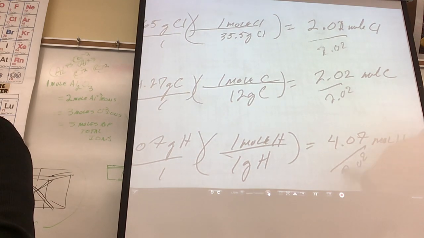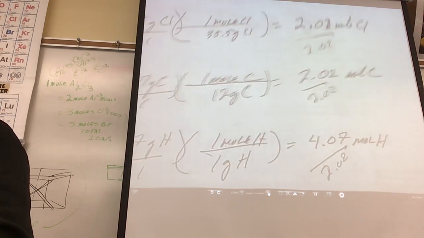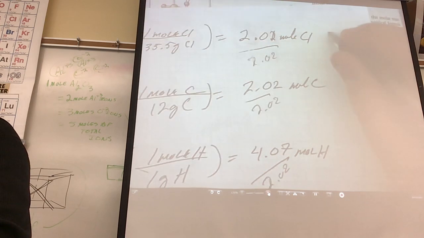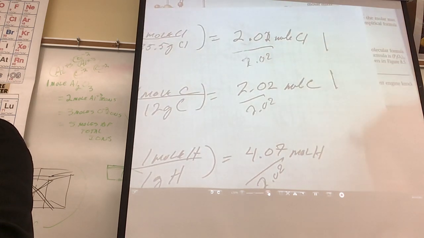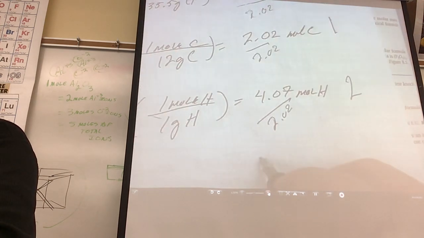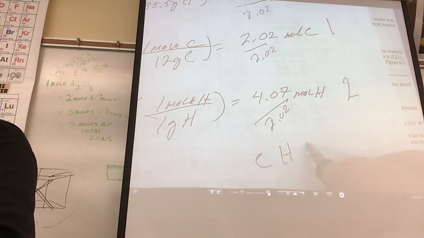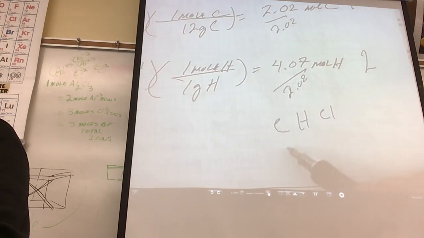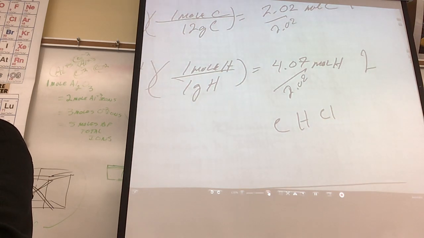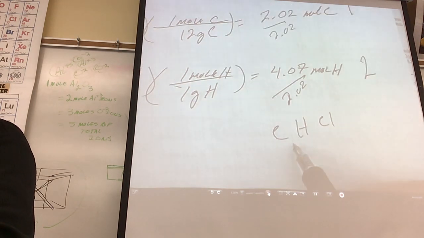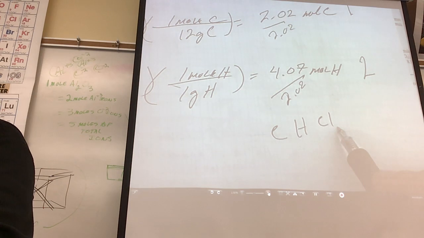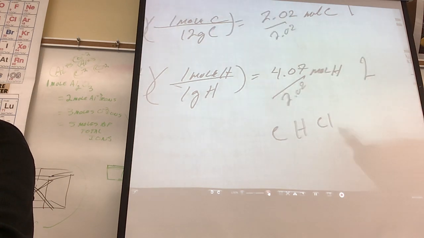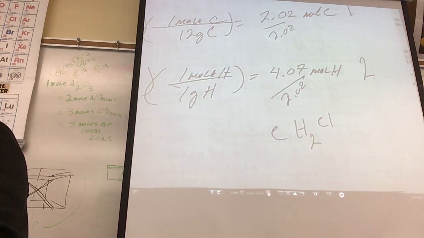Does everybody know how to do this step? You divide by the smallest? What are you going to get here? 1. 1. Now, I don't really care what order you put them in. I know more chemistry than you, but I know the normal order of this. I don't really care which order, but what it says here, for every 1 chlorine, you should have 1 carbon and how many hydrogens? Is everybody there?